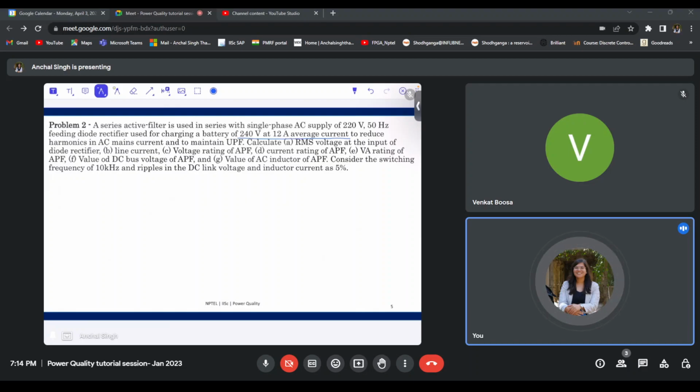Basically, we have to design the whole filter. And we have to consider the switching frequency of 10 kilohertz and ripples in the DC link voltage and inductor current as 5%. So if you look at the diagram of this system, it will again look similar to the previous question. This is my coupling inductor. This is my interface inductor.